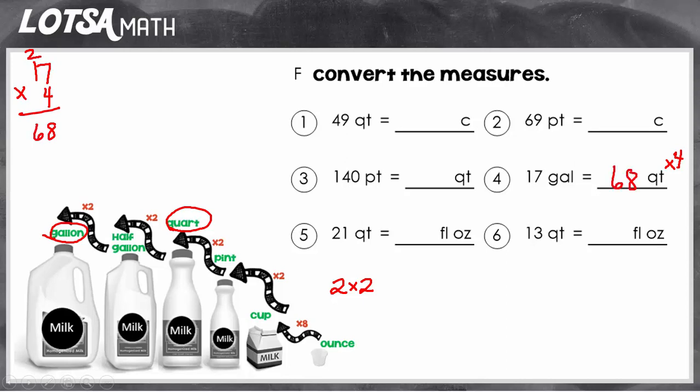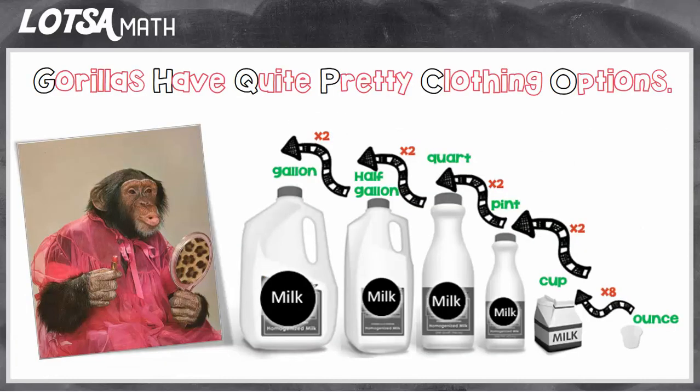Sometimes you're going to be doing problems and you're not going to have these pictures or models to help you. So there is a sentence that you can use to help you remember. And it goes, gorillas have quite pretty clothing options. And if you can remember that sentence, you could even just write the letters. And each letter can remind you of one of the units: gallons, half gallons, quarts, pints, cups, and ounces.